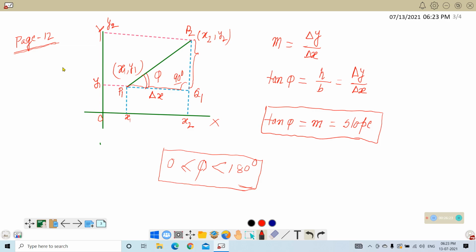Okay. Next topic, equation of lines. We have to discuss equation of lines. Next video, you must watch that. Same page of the book. You have to study the same page of this book and understand the idea about this.